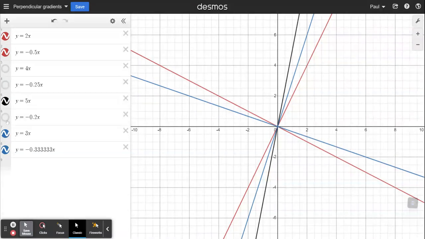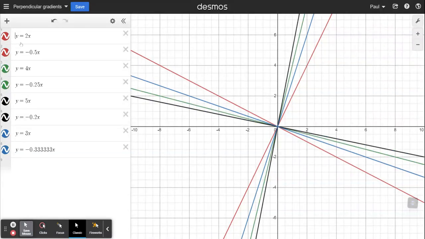We'll just look at the equations on the left in every case. So we've got 2, then negative 1 over 2, 4, negative 1 over 4, 5, negative 1 over 5, 3, negative 1 over 3. A reciprocal is 1 over, so the reciprocal of 2 is 1 over 2, the reciprocal of 4 is 1 over 4. The negative reciprocal would be negative 1 over 2 or negative 1 over 4. So that's what I mean by negative reciprocal.